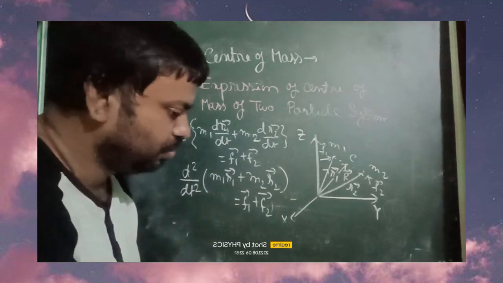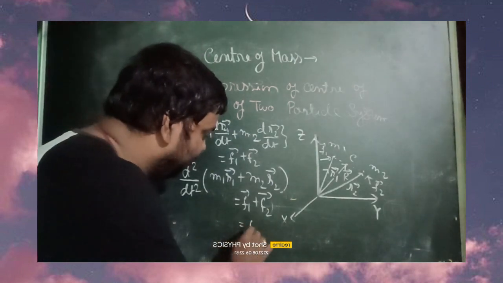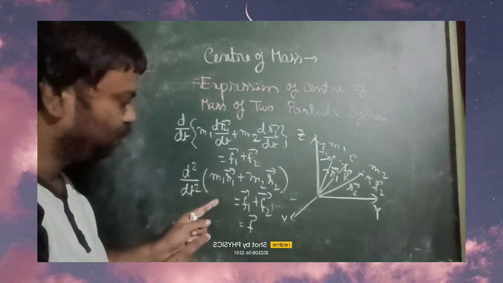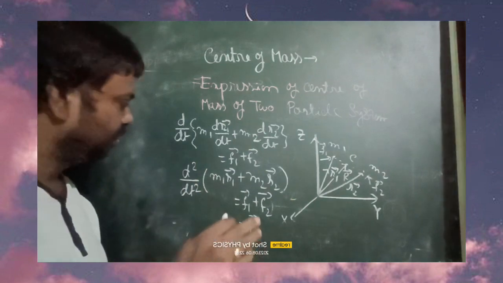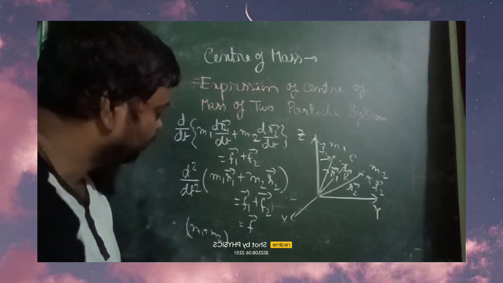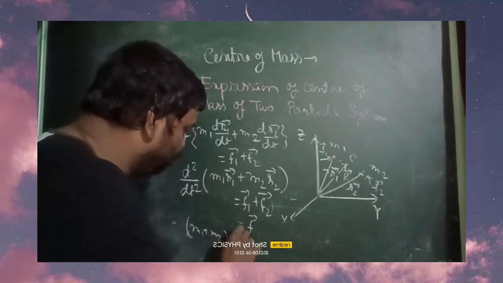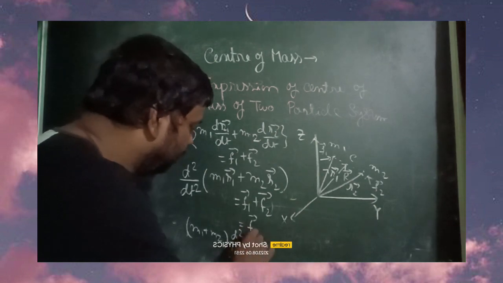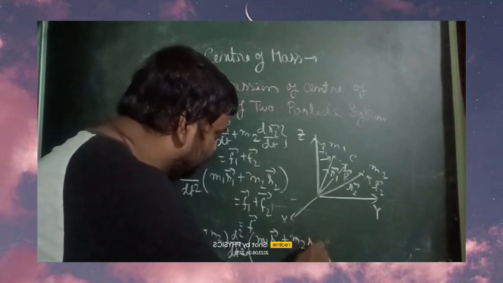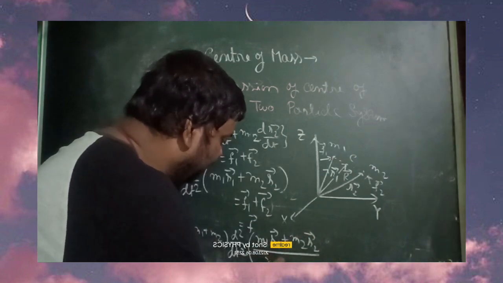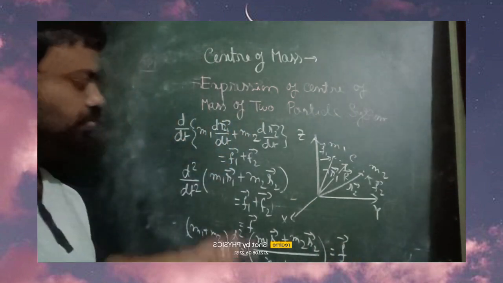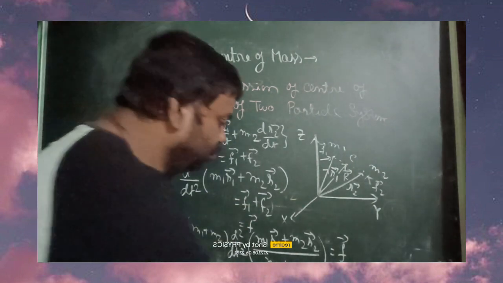Now let us take that as the F vector. Multiplying and dividing by m1 plus m2, in the numerator and the denominator, we have d squared by dt squared of m1 r1 vector plus m2 r2 vector, divided by m1 plus m2, multiplied by m1 plus m2, that is equal to the F vector, the total force due to F1 and F2.